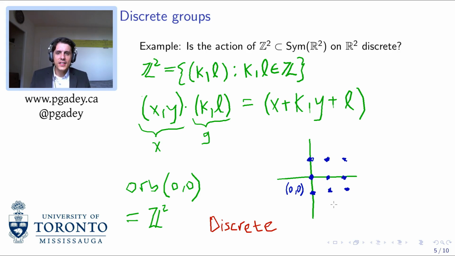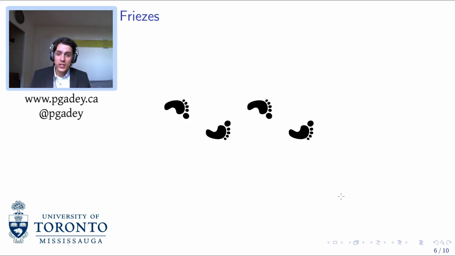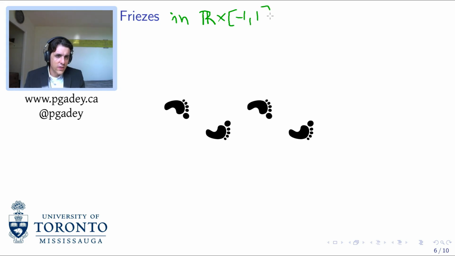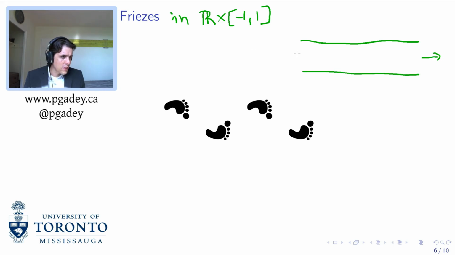Okay, now let's get into how we use this notion of a discrete group action to look at symmetry. Consider the following thing called a frieze. A frieze is a pattern in R cross an interval, right? So it's a pattern in a strip that continues indefinitely in both directions. So here's our copy of R, here's our interval, and we have some kind of repeated motif in that pattern.